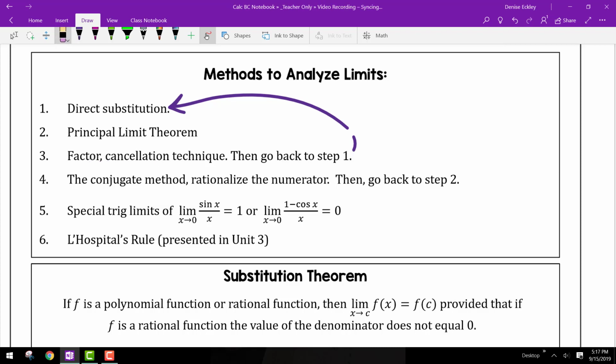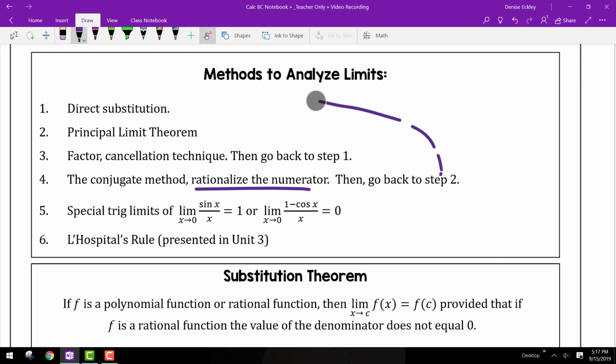The next one is the conjugate method, and you want to rationalize. A lot of times it is the numerator, sometimes it's the denominator. Once you rationalize it, what you'll find is you can go back to step 2 and use the principal limit theorem. So we'll get to that, what that is, in just a minute.